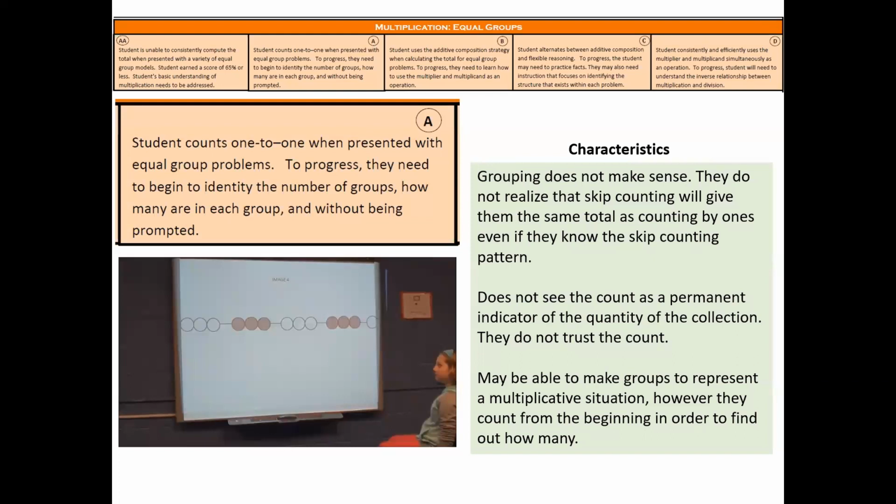Even if they know that there's 4 people at the table, and then there's another 4 and another 4, they don't trust the count, so they go back. The count that they do trust, they trust the count by 1. May be able to make groups to represent a multiplicative situation, however they count from the beginning in order to find out how many.